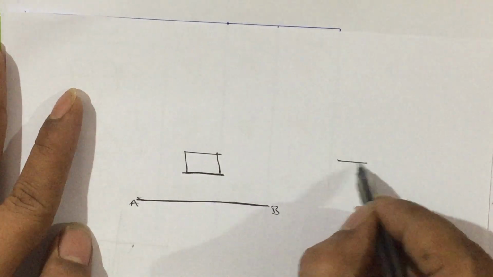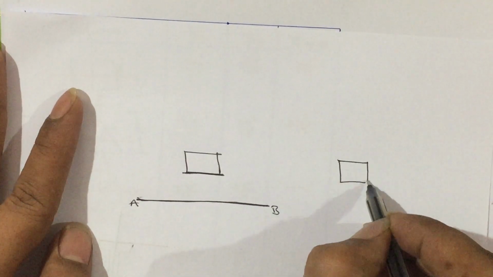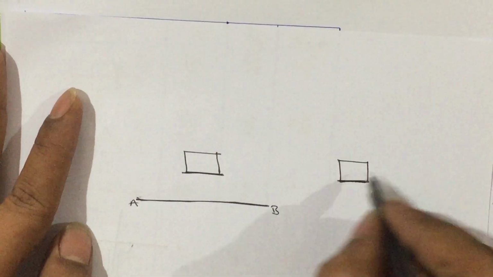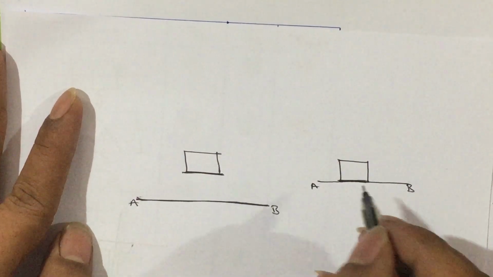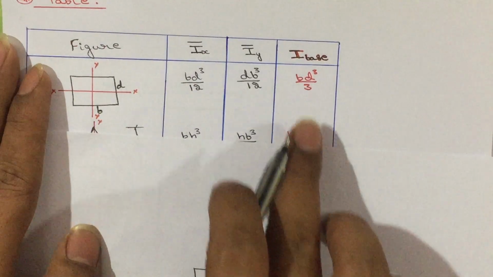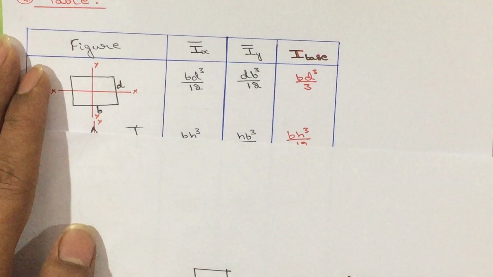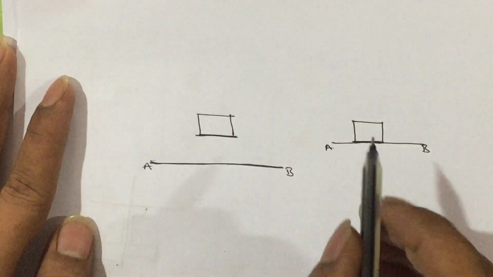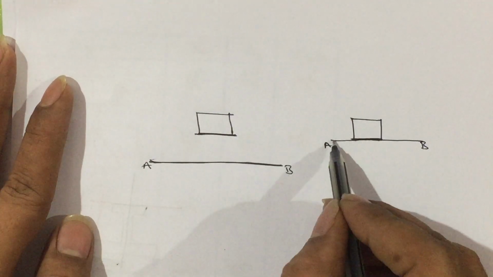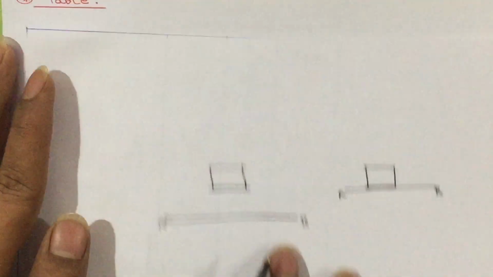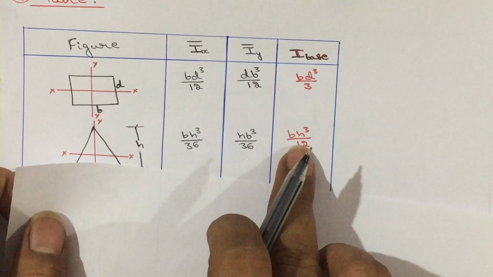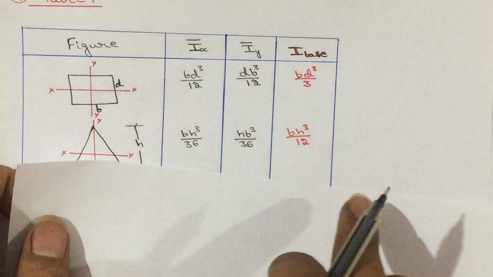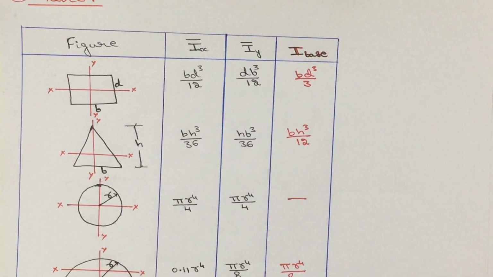Suppose if the base of the individual figure lies on the given base AB, then this formula is valid. We are going to write this formula directly. If the base of the individual figure lies on the given base, then only this formula is valid, or otherwise we will make use of IXX or IYY formula. So, okay.